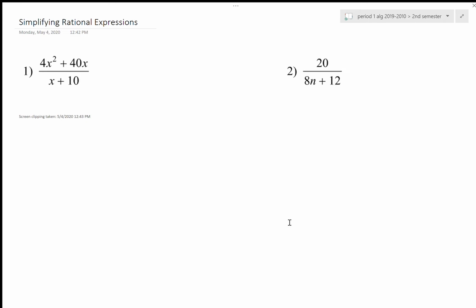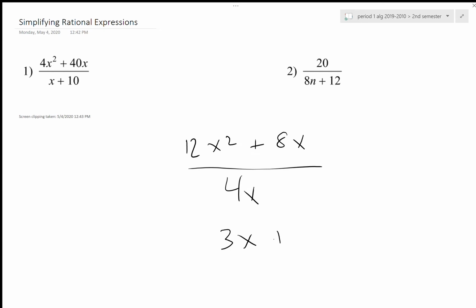Alright guys, so now we're going to simplify rational expressions. And again, I'm slowly building this up to as hard as it's going to be. So last week, if you did the work, I gave you guys something like this: 10x squared plus 8x divided by 4x. Let's make this 12. And you would just divide this and get 3x and divide this and get 2. Okay.